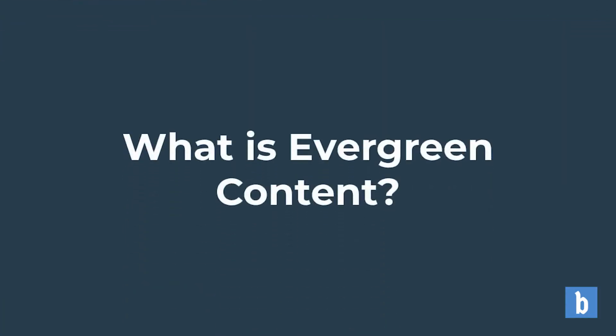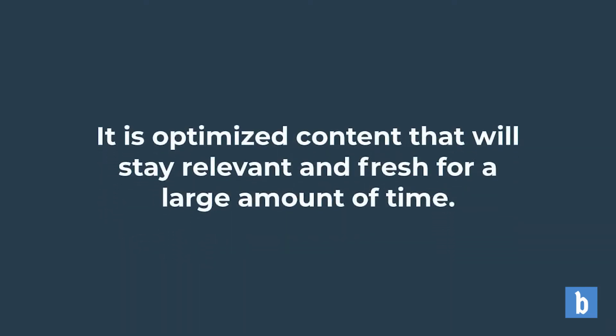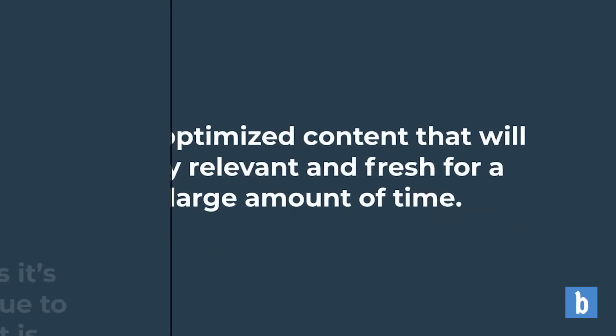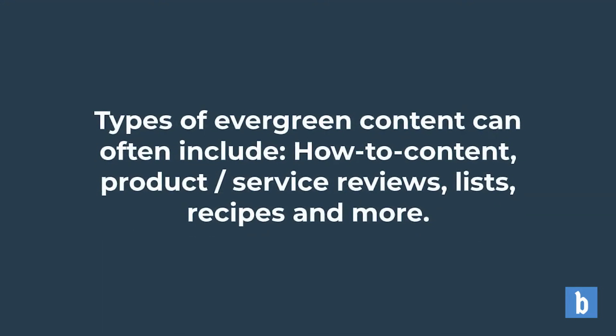So what is evergreen content? It is optimized content that will stay relevant and fresh for a large amount of time. Evergreen content keeps its relevance and can continue to drive traffic long after it is originally published. Types of evergreen content can include how-to content, product or service reviews, lists, recipes, and more.